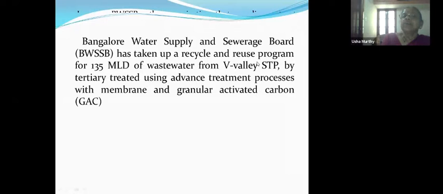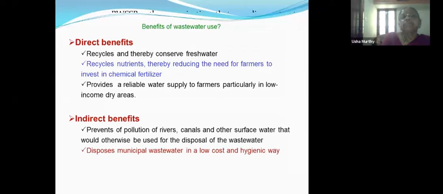They have also attempted one more thing. They have taken up a recycle and reuse program of about 135 MLD of wastewater from the V Valley plant, which is located very close to Bangalore University, using tertiary treatment techniques with advanced treatment processes, a membrane and granular activated carbon. They are supplying the treated water to nearby industries and also for building activities.